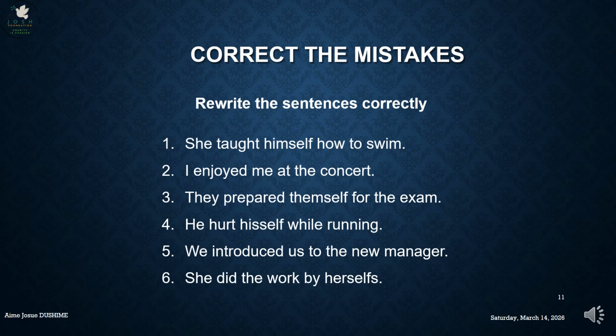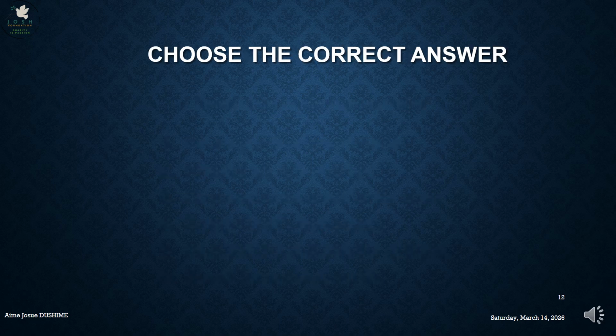Correct the mistakes here. She taught himself how to swim. I enjoy me at the concert. They prepared themselves for the exam. I think this is right. That's true. You won't change anything. He had his self while running. We introduced us to the new manager. She did the work by herself selves. So you're going to check for the mistake and then you correct the mistake there.